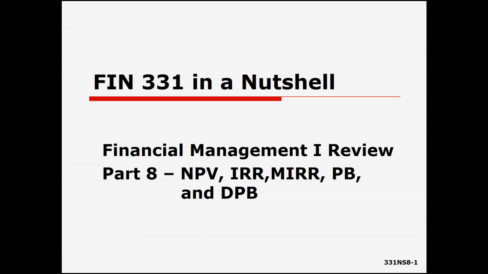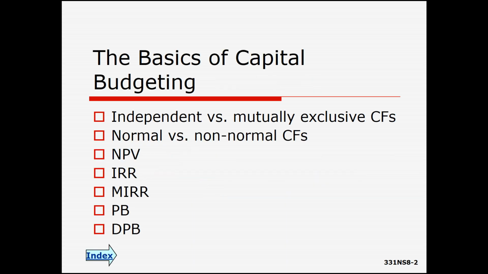In Part 8 of Finance 331 in a nutshell, we're going to look at methodologies for evaluating projects. In this section, we'll review the mechanics of capital budgeting, the metrics we use to evaluate potential investment projects. We'll cover 5 methodologies: net present value, internal rate of return, modified internal rate of return, payback, and discounted payback. While one method, NPV, dominates, all 5 provide information about the viability of potential investments.